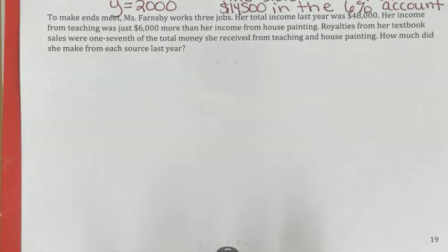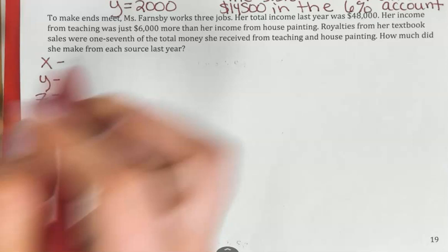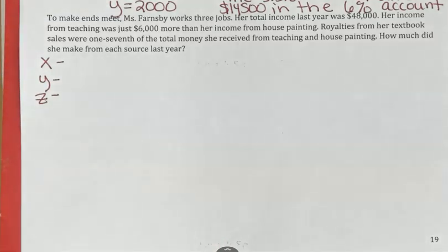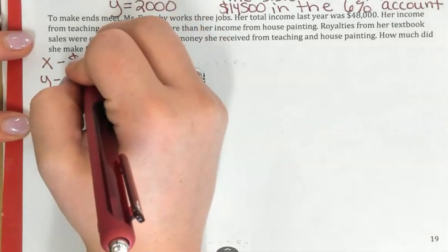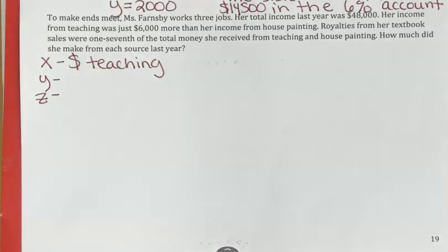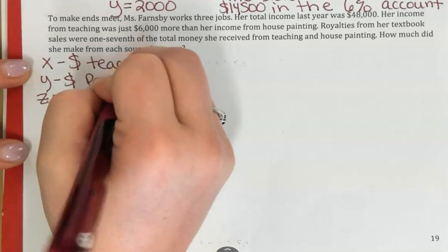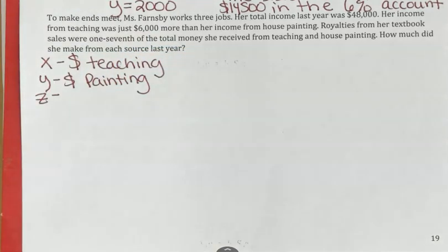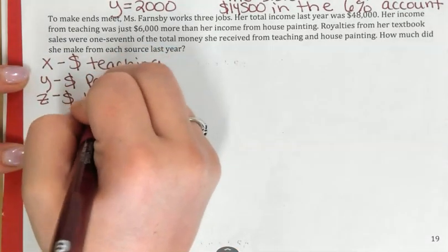So she's working 3 jobs. So again, I am going to use x, y, and z. You can use whatever variables you like. But those 3 variables are going to represent her income from her 3 different jobs. Well, what were those 3 jobs? One of them was teaching. So I'm going to say x is her money from teaching. Her second job was from house painting, so y is going to be her money from painting. And the last job they talk about is textbook royalties, so I'm going to let z be the money she makes from her textbooks.